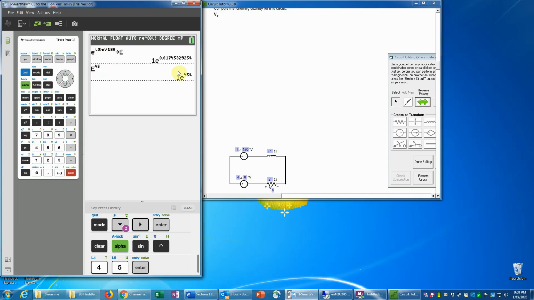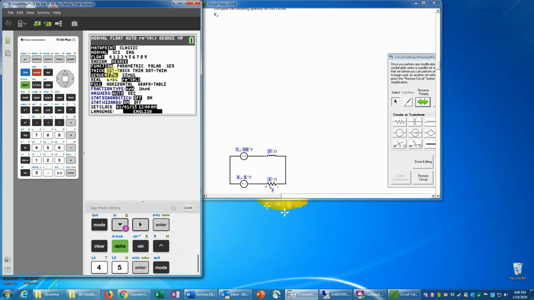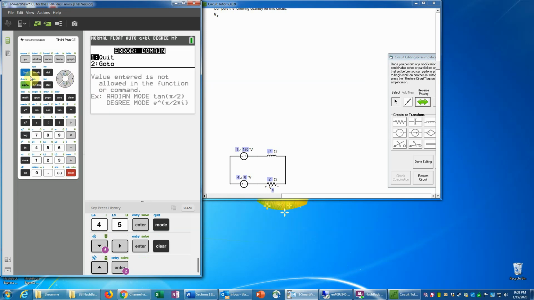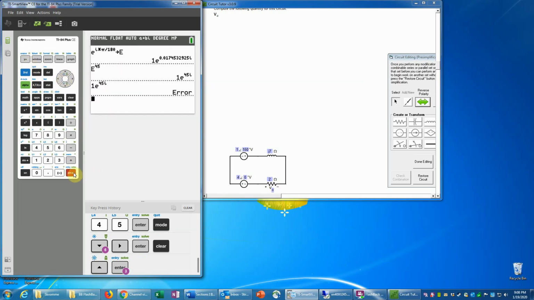Okay, in radian mode, it gives me that. But just for testing purposes, I'll change that mode to rectangular mode, just so that I can see if it's correct. And well, I have to go up here and then enter that. Okay, so that did not work.